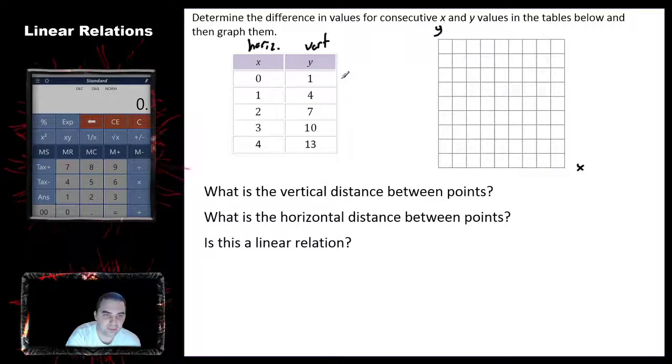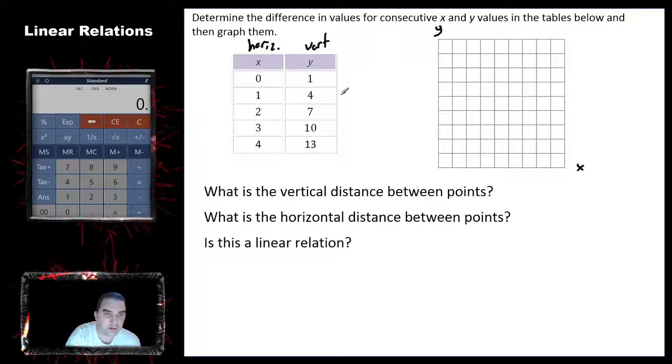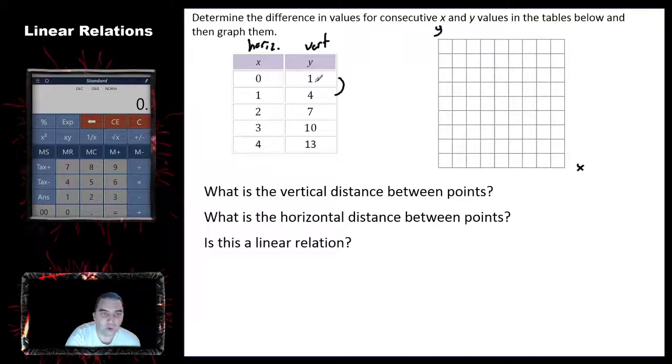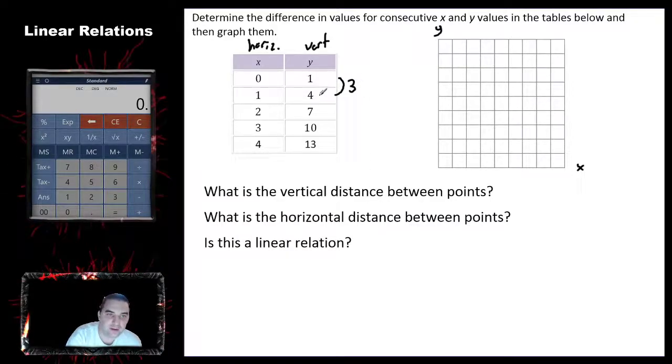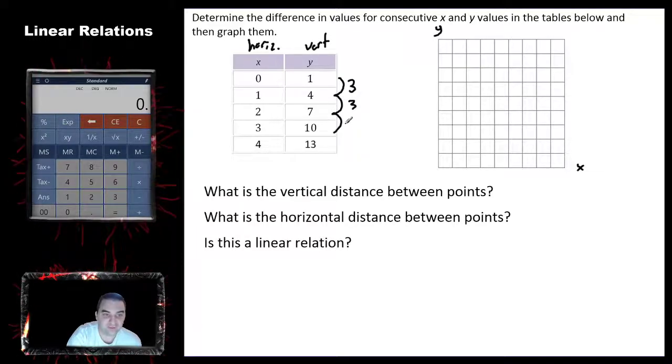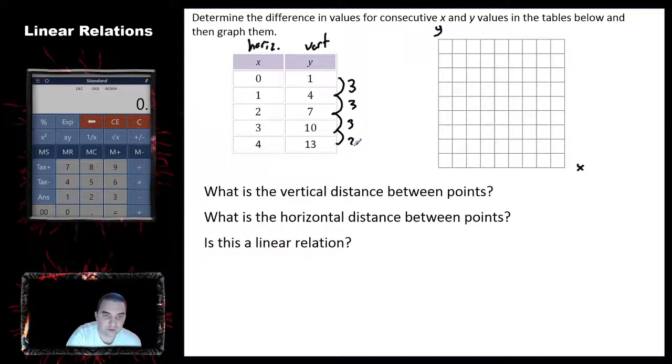I look at this first one. From 1, it goes to 4. So what's the jump from 1 to 4? Well, 1 plus 3 is 4, so it jumps by 3. How about 4 to 7? 4 to 7 jumps by 3. How about 7 to 10? By 3. 10 to 13? By 3. Notice that they're all the same.